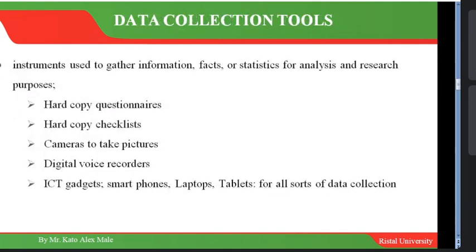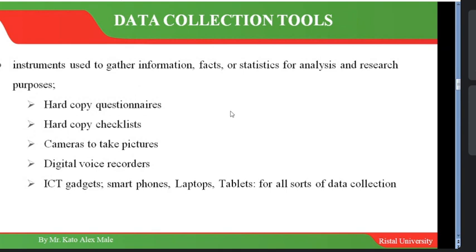Data collection tools. These are the instruments used to gather information, facts, or statistics for analysis and research purposes. These are some of the associated gadgets that we move with to our fields for data collection. Even if you're not moving into a field of data collection and you're sitting in one position, for example, if you're doing a secondary research, you need these tools. All of them are important in both types of study.